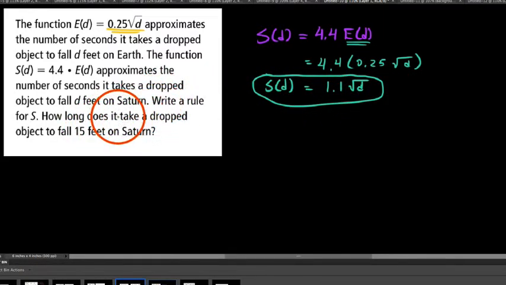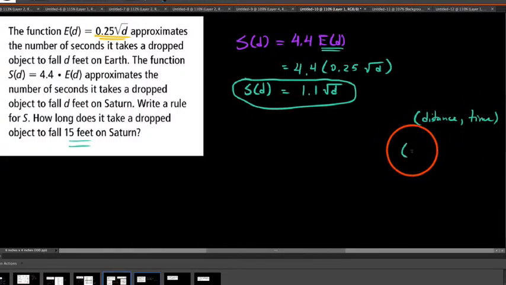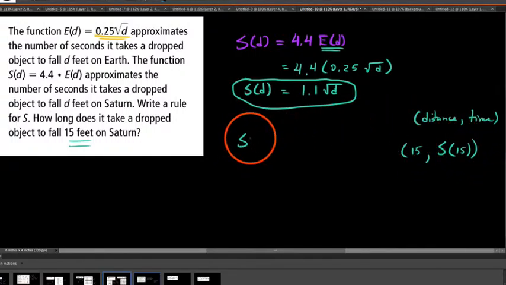And so with respect to Saturn here, we said how long does it take a dropped object to fall 15 feet on Saturn? Well, in terms of its model, we have 15 feet is the distance that we're plugging into it. So we say distance, and then I can tell you the time that it takes to fall that distance. If we plug in a distance of 15, how long is it going to take it to fall that distance on Saturn? So really what we're going to do is find S of 15 here. We've got a distance value. Let's plug it in and find out what this equals.